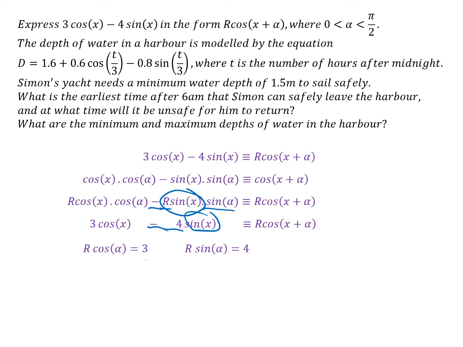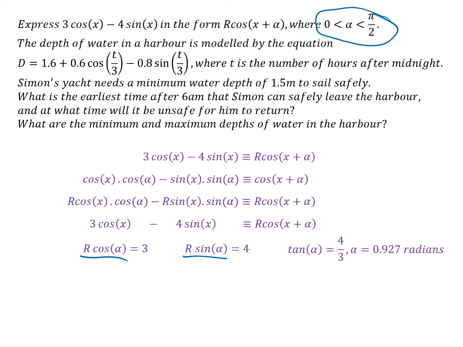Okay, so we've got two little equations here and two unknowns, r and alpha. We can divide r sin alpha by r cos alpha, and we get tan alpha equals 4/3. So alpha is arctan 4/3, and we need to put it in radians because the question has given us that alpha is between 0 and pi over 2. When you then put alpha back into one of these, then r is 5.